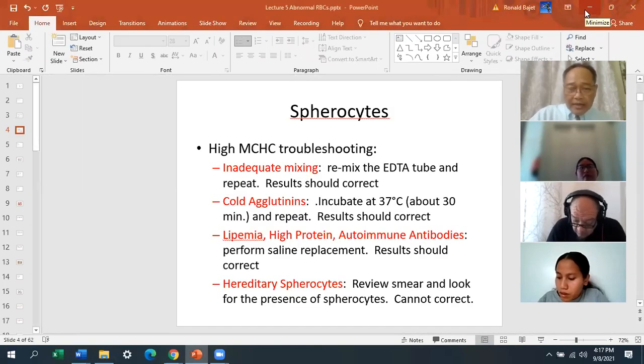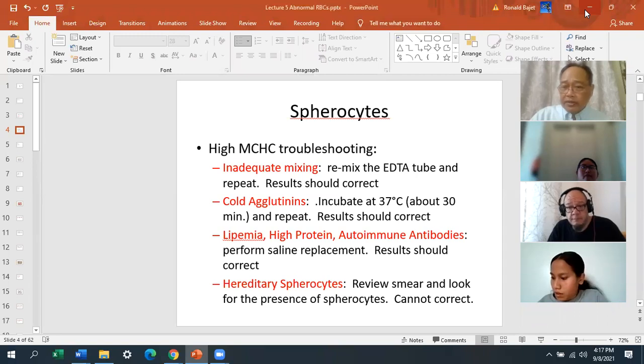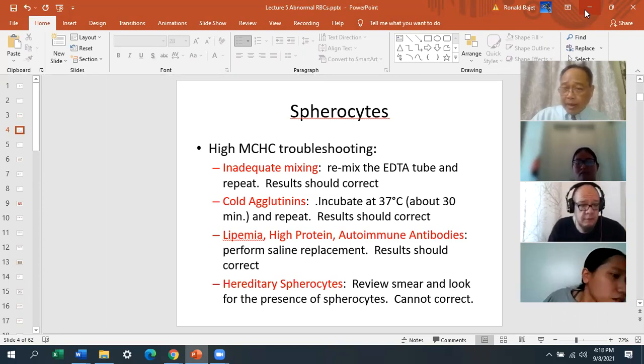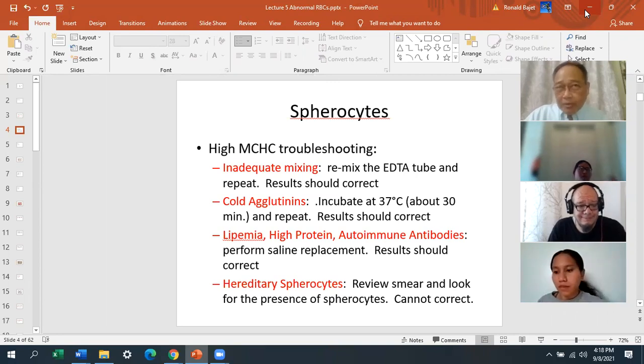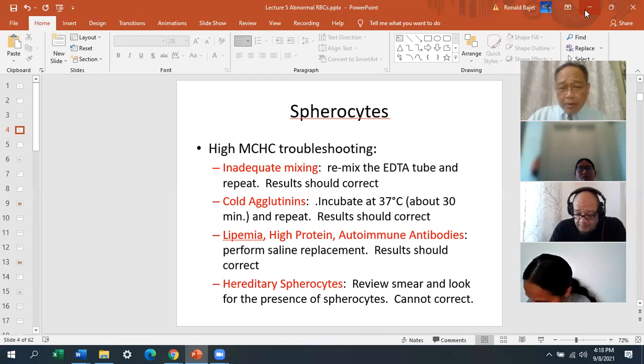And autoimmune antibodies, that's not common. High protein is another one. That's really the third one. Do you remember a disease that results in a high protein content? Somebody name one. Anybody? Begins with an M. Would that be multiple myeloma? Yes, multiple myeloma. That's one. The other one is Waldenström's macroglobulinemia. Those are the two main ones that will give you a high protein content.